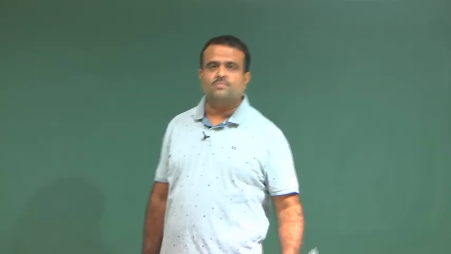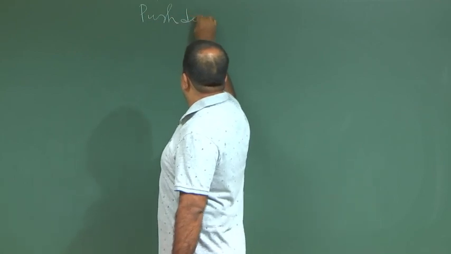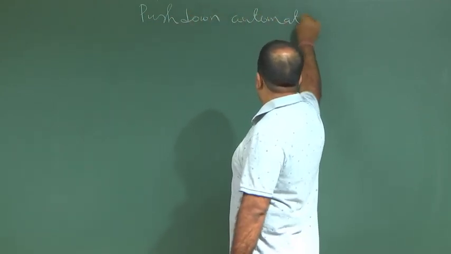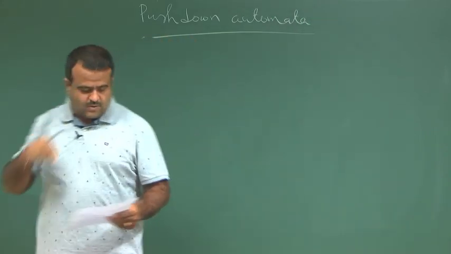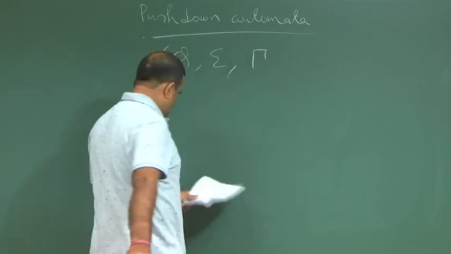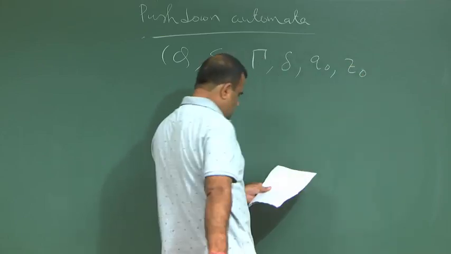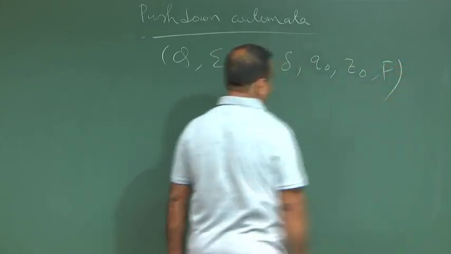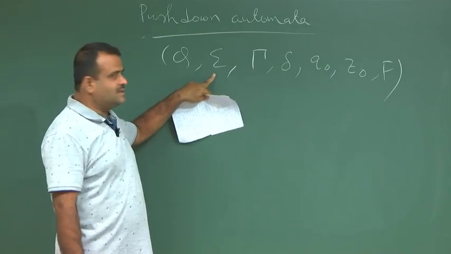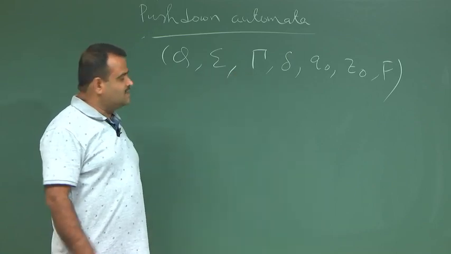Okay, so we are talking about pushdown automata. Just to recap, it's a tuple like this: Q, sigma, gamma, delta, Q0, Z0, and F. Q is the set of states, sigma is the set of input alphabet, and gamma is the set of symbols in the stack.